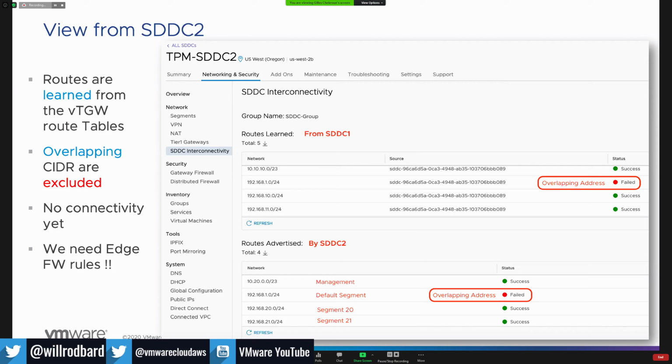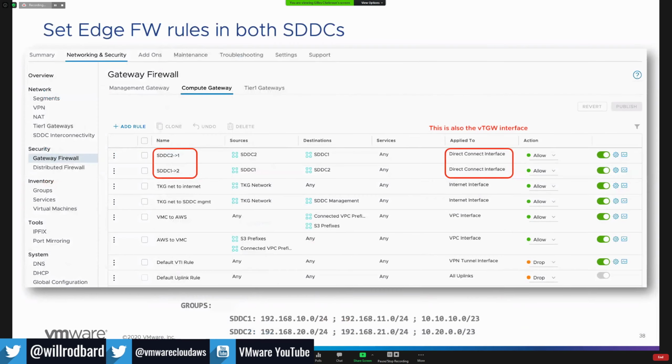So this is what I see from a connectivity point of view. That does not mean that I have connectivity. Okay, I need to add firewall rules. So I need to go to my gateway, my compute gateway, and add some firewall rules that will allow SDDC1 to talk to SDDC2 and back, and apply those to the direct connect interface.